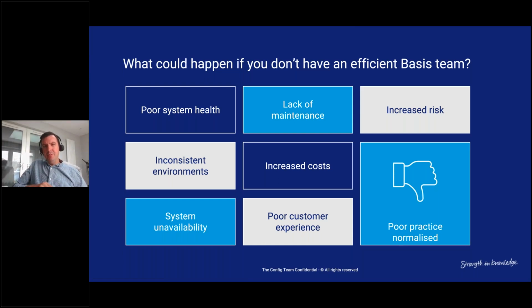So what could happen if you don't have an effective Basis team? I'm going to talk through a few of the topics on this slide. And to start with, let's look at poor system health. If your SAP systems are not being managed effectively, where there is little or no proactive monitoring taking place, it can lead to overall poor system health. And when I talk about monitoring, I'm not just talking about SAP application monitoring. It should also include hardware, operating systems, and databases as well.